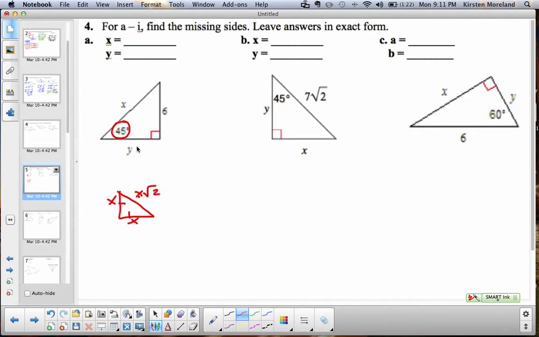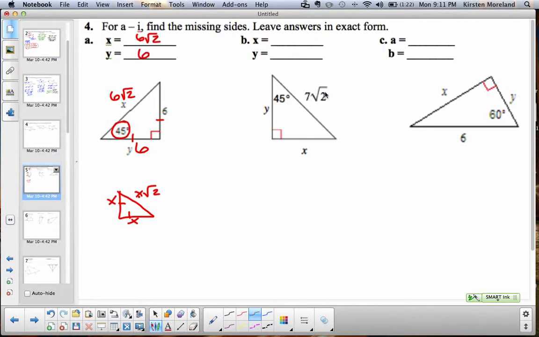So I know one side, which means the other side is congruent because I have an isosceles triangle. And to get the hypotenuse, I just times by the square root of 2. So 6 square root of 2 is my final answer. So x is 6 square root of 2, and y is 6.